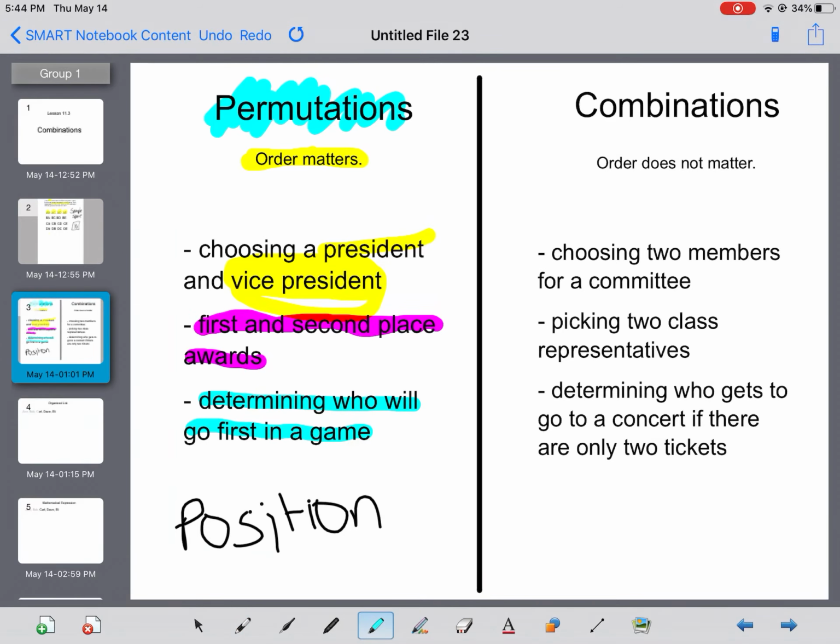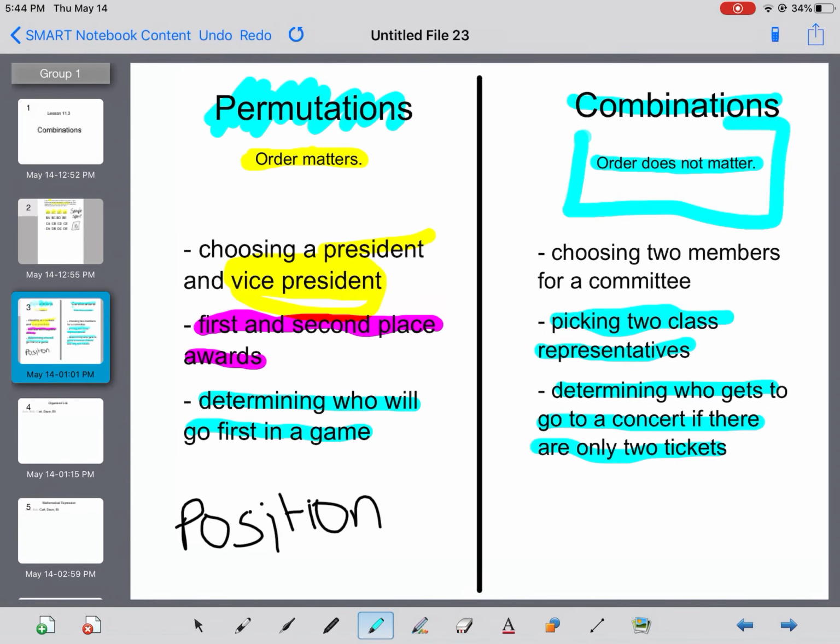Now what we're going to talk about today is combinations. With combinations, the order does not matter. So let's just say I needed 2 people for a committee. There were no different jobs in the committee. I just needed 2 people. It doesn't matter the order that I choose those 2 people in. Same with picking 2 class representatives. When you go to high school, they have student council representatives. They're both equal positions. They do the same thing, so it doesn't really matter with the order. And then my original example with the Blue Jays is similar to this one. Who gets to go to a concert if I only have 2 tickets?